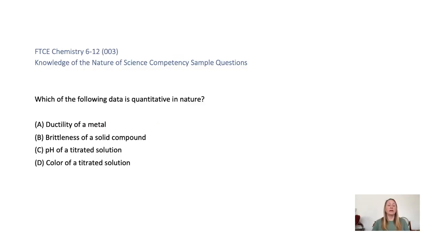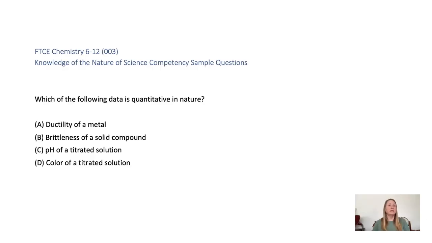Which of the following data is quantitative in nature? A, ductility of a metal. B, brittleness of a solid compound. C, pH of a titrated solution. D, color of a titrated solution.